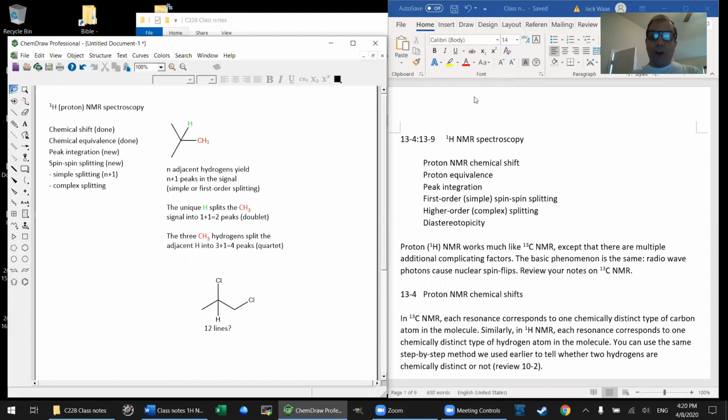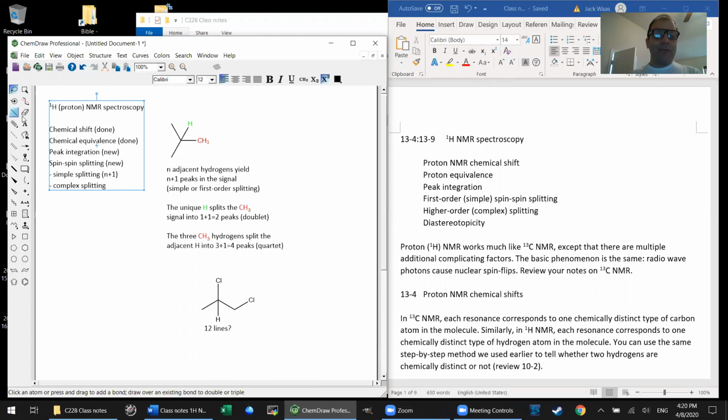When we covered carbon NMR spectroscopy in Chapter 13, there were some ideas that we learned that were relevant to carbon NMR that still apply here. We learned for carbon-13 NMR, there's such a thing as chemical shift, where the chemical environment around a given carbon-13 nucleus makes it appear at one or another place on the spectrum and show a resonance at a particular chemical shift. The same exact thing is true for proton NMR.